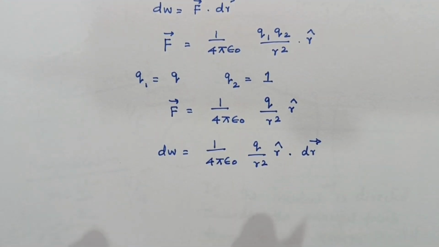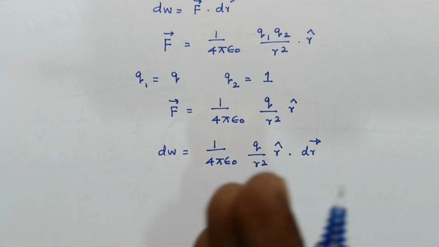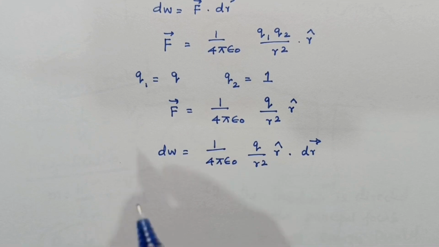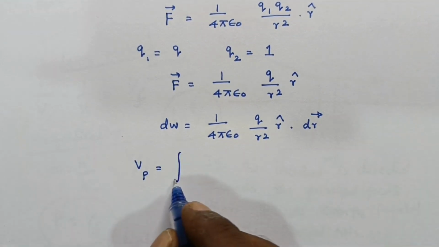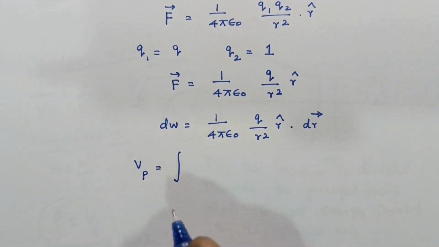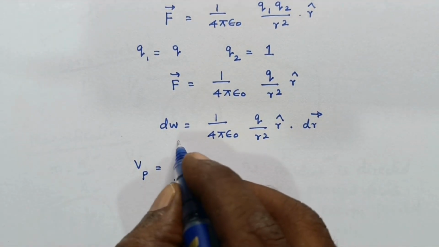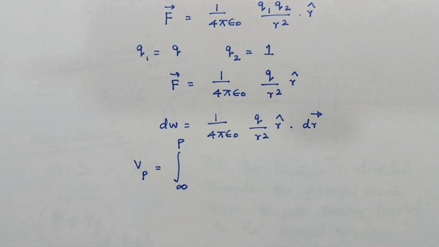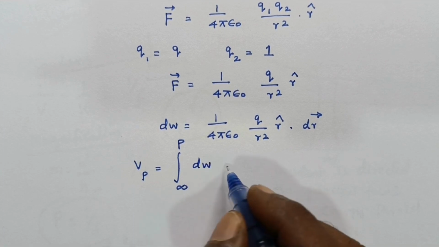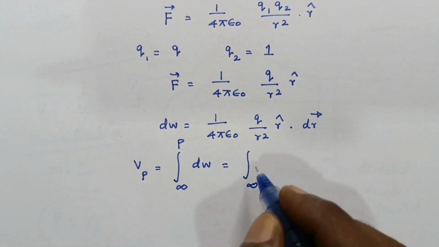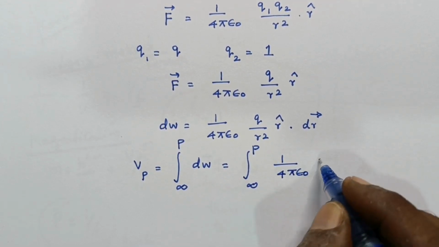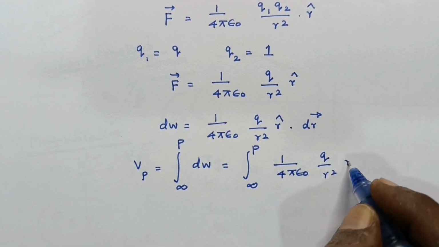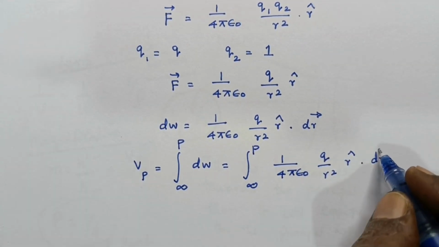Now we have to calculate the total work done in bringing the unit positive charge from infinity to that point P. Therefore that is nothing but the potential. So potential at P, Vp is nothing but total work done. So for finding the total work done we can use this integration technique from infinity to P. இன்ஃபினிட்டியில் இருந்து Pங்கிற பாயிண்ட் வரைக்கும் யூனிட் பாசிட்டிவ் சார்ஜை மூவ் பண்ணுறதுக்கு எவ்வளவு ஒர்க் பண்ணணும். dW will be equal to integral infinity to P, 1 by 4 pi epsilon 0 q by r square r cap dot dr vector.